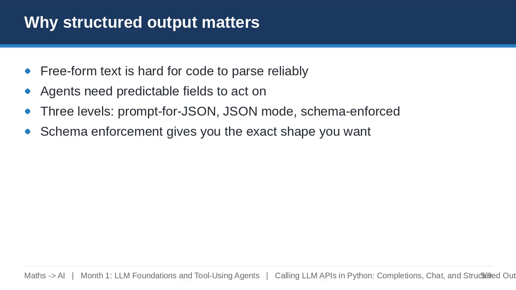Agents make decisions based on model output, so unpredictable text breaks them. We want JSON with known fields. There are three escalating techniques: simply asking for JSON, which is unreliable; JSON mode, which guarantees valid syntax but not shape; and schema-enforced structured output, which forces the model to match your exact fields.